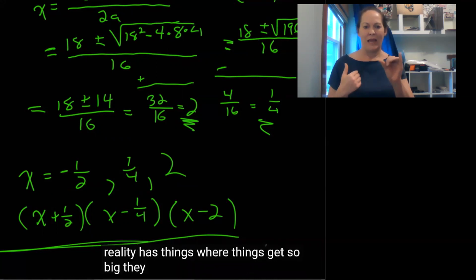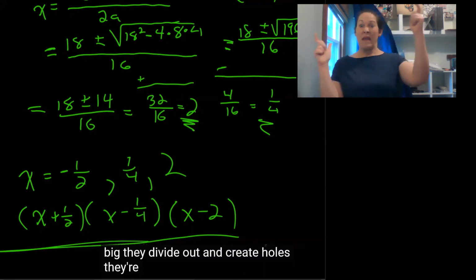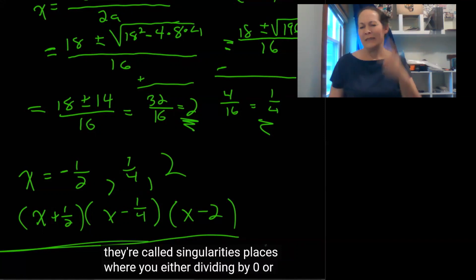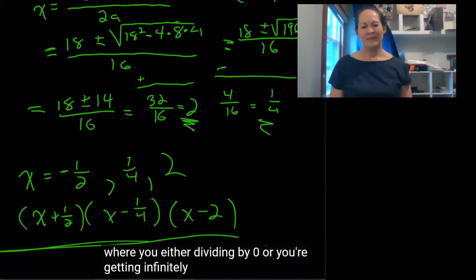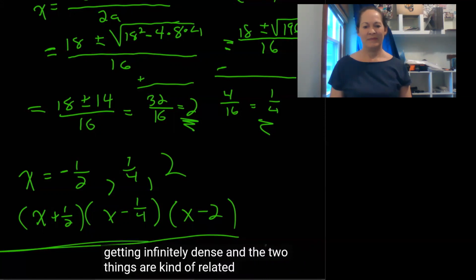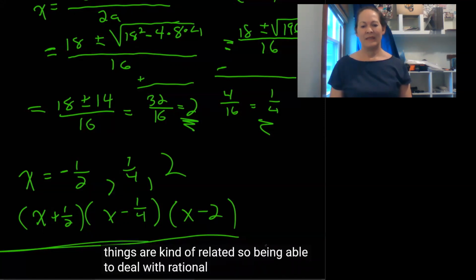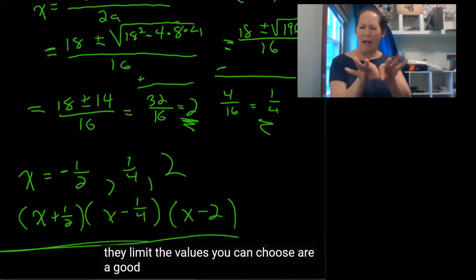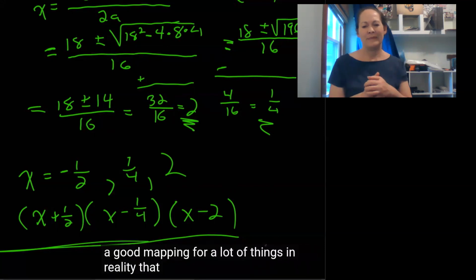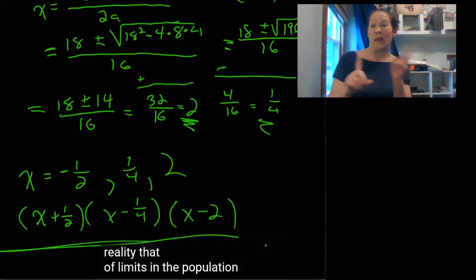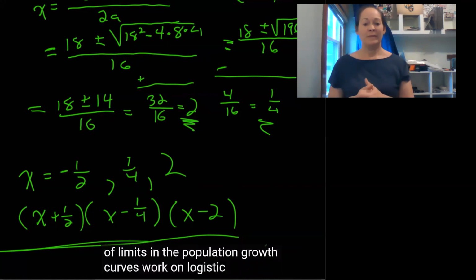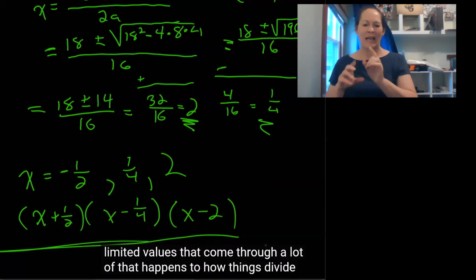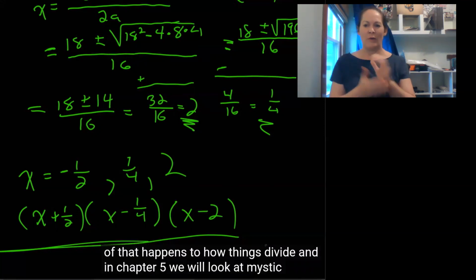Reality has things where things get so big they divide out, they create holes. They're called singularities, places where you're either dividing by 0 or you're getting infinitely dense, and the two things are kind of related. So being able to deal with rational functions and how they limit the values you can choose are a good mapping for a lot of things in reality that have limits in them. Population growth curves work on logistic models that have limited values that come through. A lot of that happens to how things divide, and in Chapter 5 we will look at logistic curves.